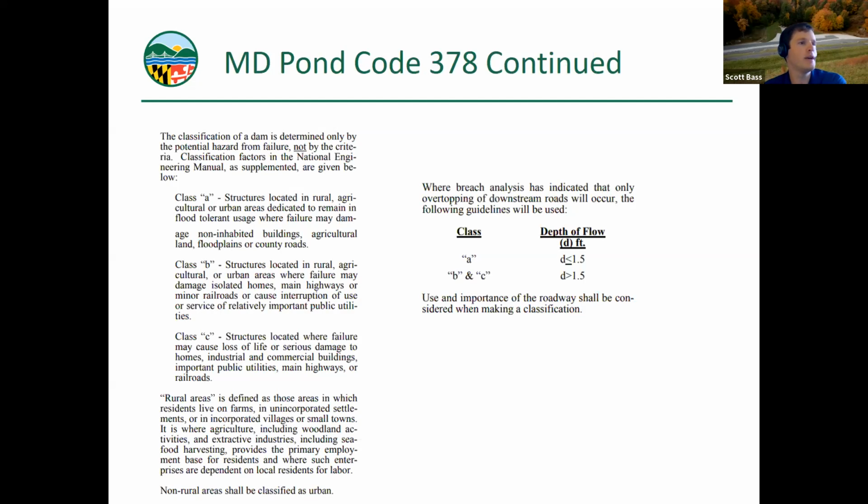So continued, Pond Code 378 allows these ponds to be approved if the depth of flow over a road is less than 1.5 feet. And it also defines Class A, Class B, and Class C structures, similar to the low, significant, and high hazard classifications that I touched on earlier.